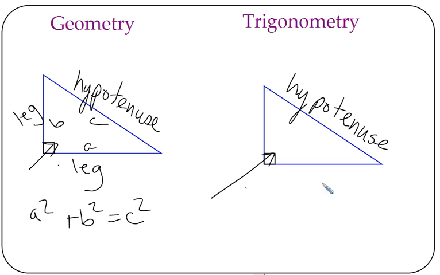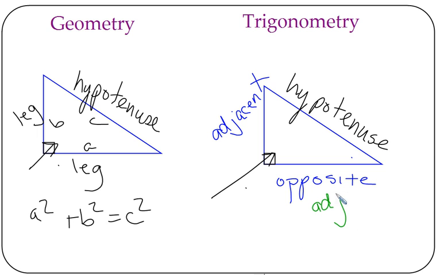However, over here, these are not called legs. This may be called opposite, and if this side of the triangle is opposite, then this side is adjacent. If this side over here is adjacent, then this one is opposite. But how do you know which one is which one? Let's look at all the parts.